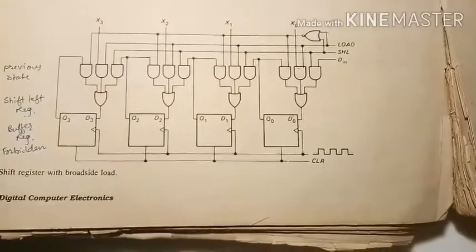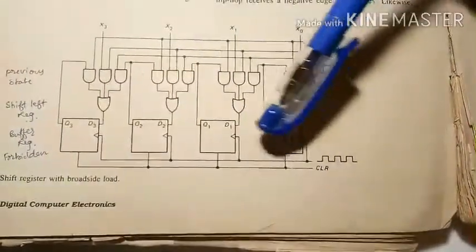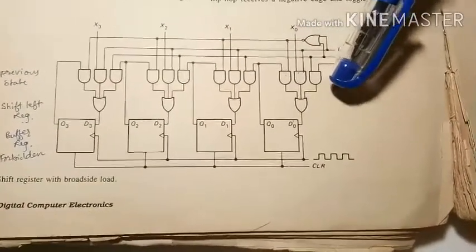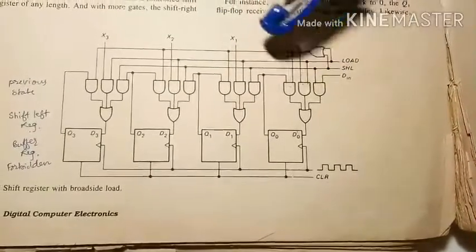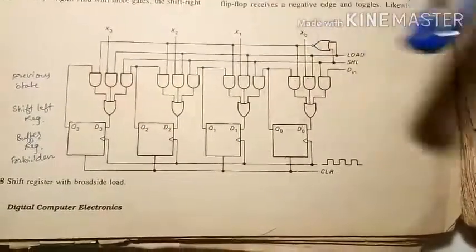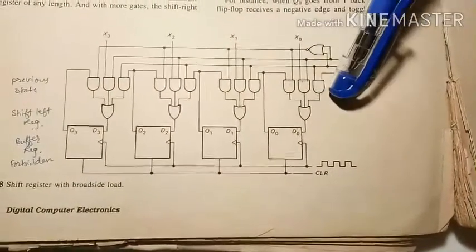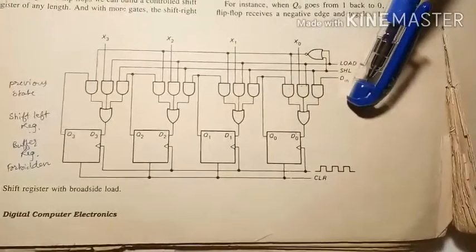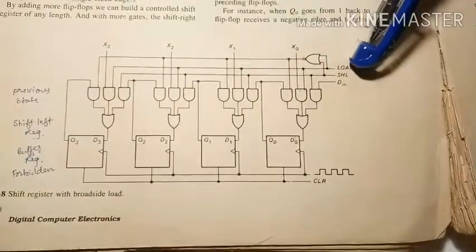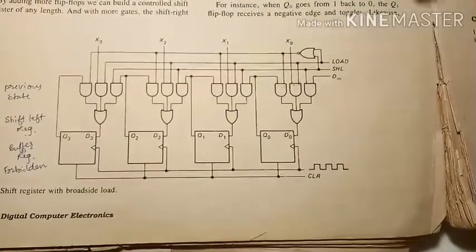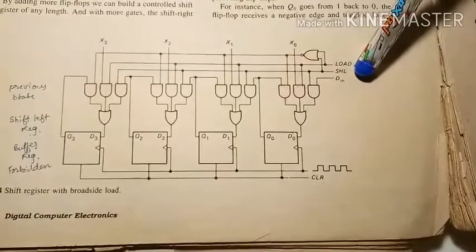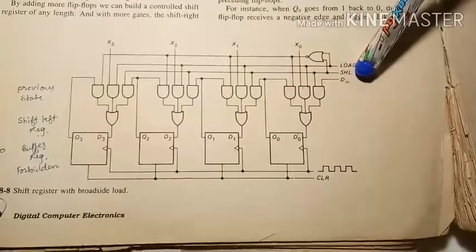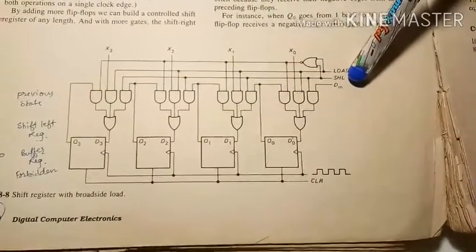You can see this circuit. We have used 4 flip-flops, D flip-flops, and we have used some special control circuitry for loading of the parallel data. See, x0, x1, x2 and x3 are the parallel inputs. Now this is the circuit where we can load data parallelly or shift data serially also. So here you can see the two signals, the load and SHL. The load is used for actually parallel loading and SHL is used for serial shifting.